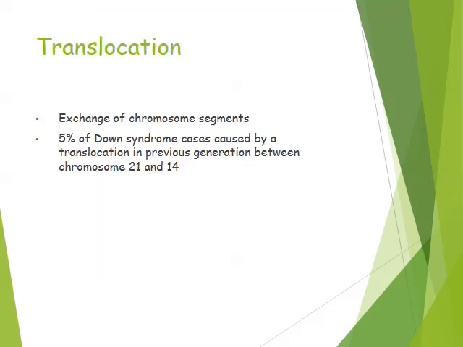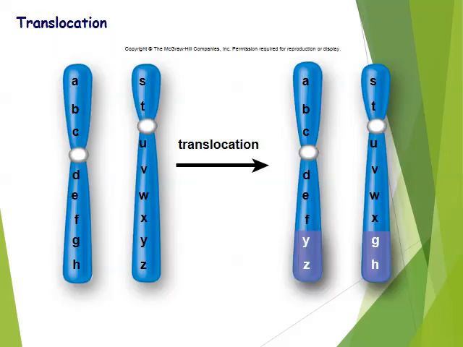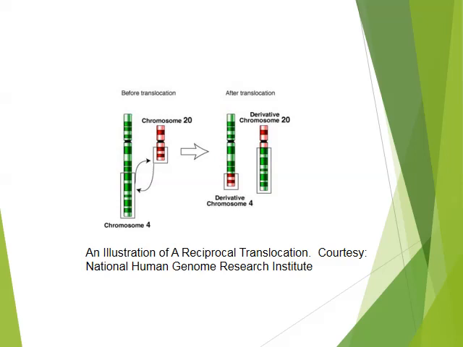A translocation is an exchange of segments between non-homologous chromosomal pairs. The individual has a normal amount of genetic material and may be totally healthy. About 5% of Down syndrome cases are caused by a translocation in a previous generation between chromosomes 21 and 14. This slide shows an example of reciprocal translocation.